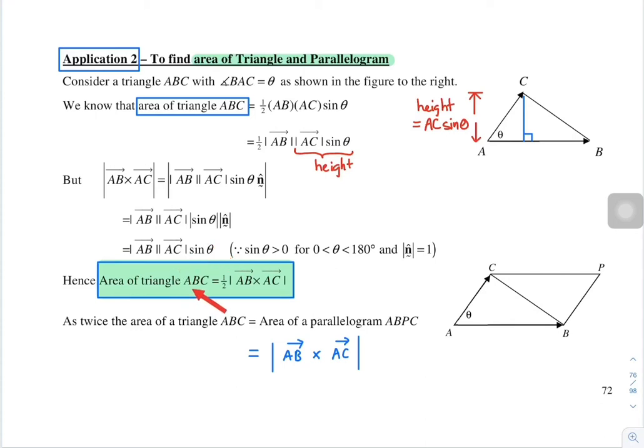So the area of the triangle ABC can be given as half of the modulus of AB cross AC, as twice the area of the triangle is equal to the whole parallelogram. So therefore the area of the parallelogram is basically the modulus of AB cross AC. So you will notice that if you want to find the area of the parallelogram, what you need to do is just find any two vectors that form the sides of the parallelogram and then cross them and then find the magnitude.